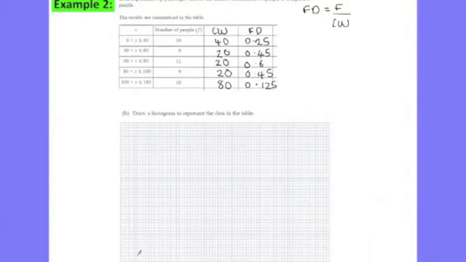We're then asked to draw a histogram with this information. The axes are not drawn for us, but we need to pick a sensible scale. We can see here that going up in 0.1 will leave enough space to go up to 0.6. So 0.6 is our largest frequency density. And this side here is our frequency density.